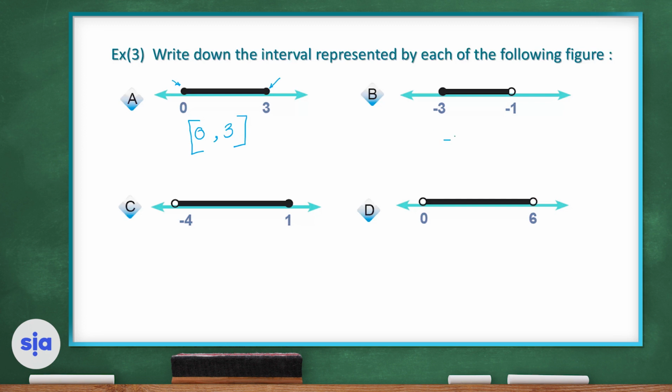Here is from -3 until -1. But the -1 has an open circle. Open circle means that the -1 is opened, and here the 3 is closed because it has a shaded circle, where in the -1 the circle was not shaded. Question C is from -4 until 1. The -4 is open because the circle is not shaded, where the 1 is closed because the circle is shaded. Question D is from 0 to 6, where the 0 is opened and the 6 is also opened.